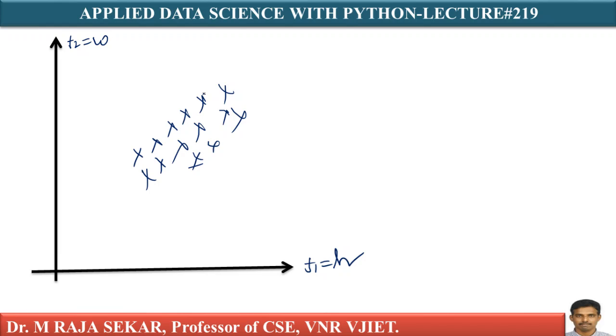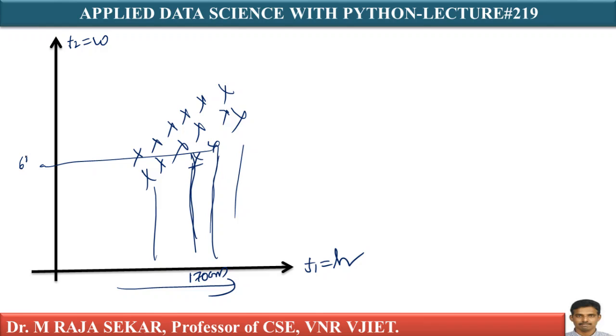Of course, as you would know, as heights increase, weights also increase. We know that for most humans. For this point, let me say this is something like 170 centimeters. This is my height. Correspondingly, let me say this is 65 kgs.